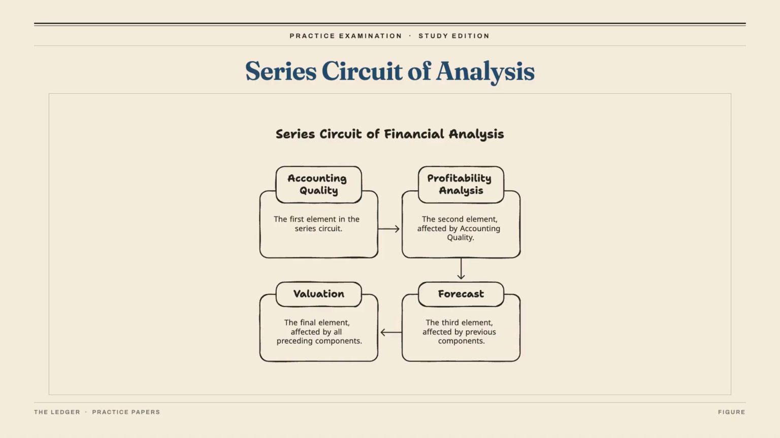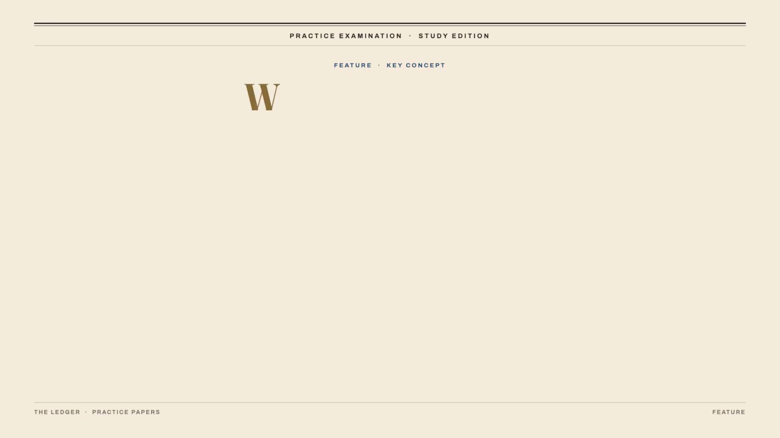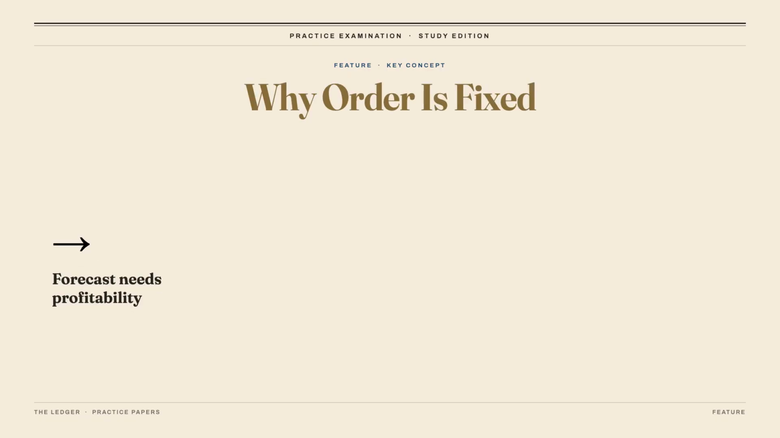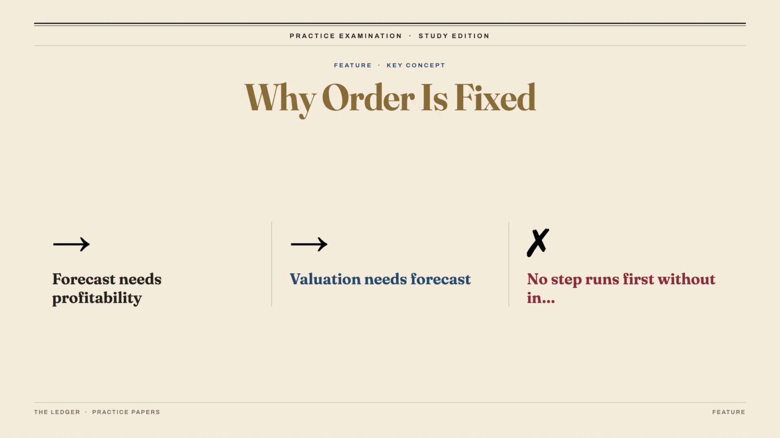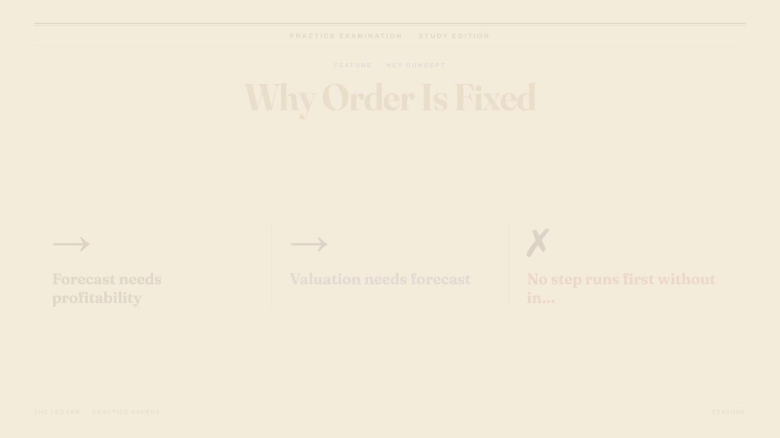In a series circuit, current passes through each element in turn, and a change at one point is felt at every point after it. Just like a revision to accounting quality forces the profitability analysis, forecast, and valuation to all be redrawn. The fixed sequence exists because later steps depend on earlier ones. Forecasting cannot precede the profitability diagnosis it projects, and valuation cannot precede the forecast it compresses. Rearranging the steps would ask one to run before its inputs even exist, which is simply impossible.